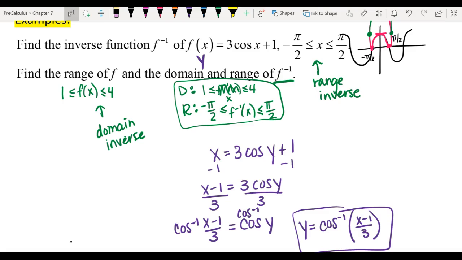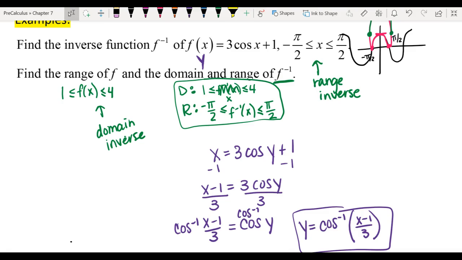Okay, I started out with the second part first because I know it gave me my domain here. I graphed it to find my range. After I graphed it to find my range, I wrote down my range. Okay?